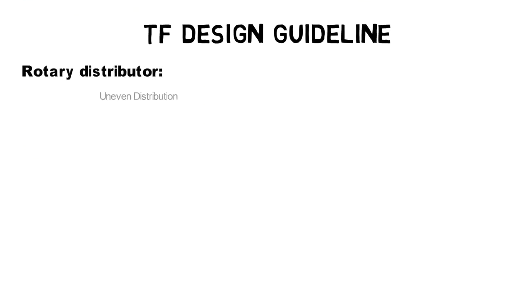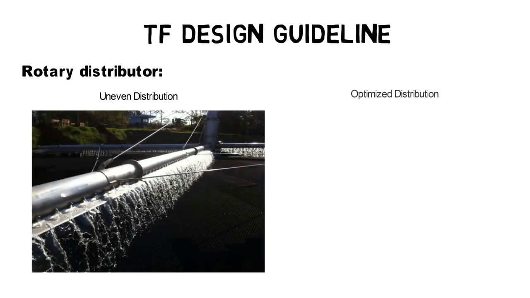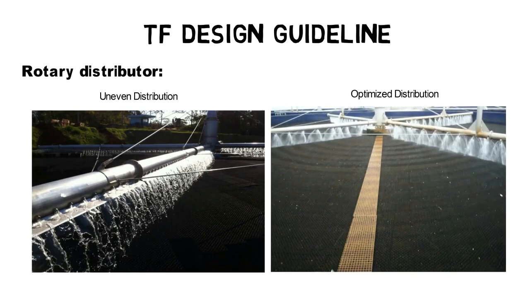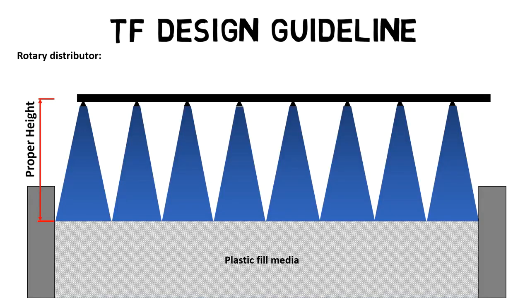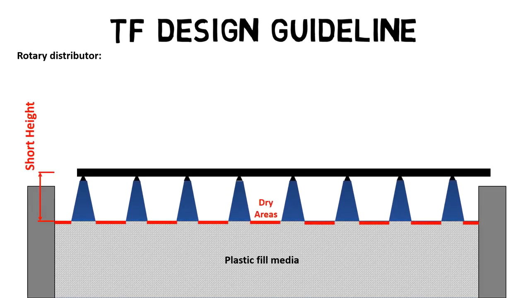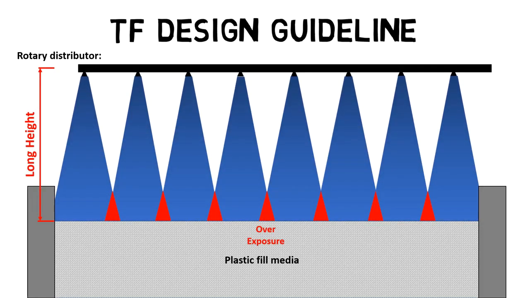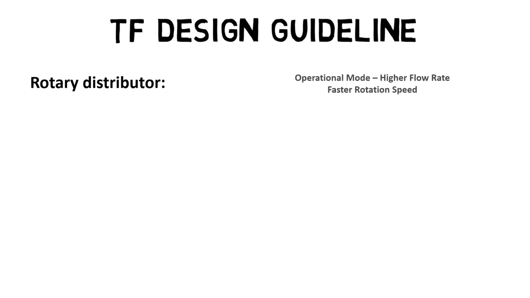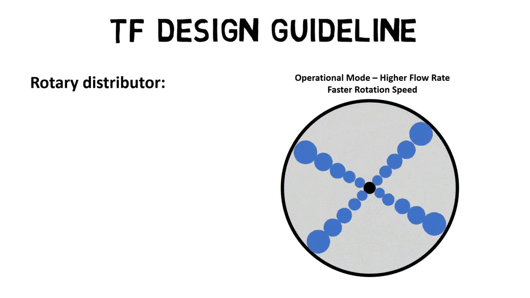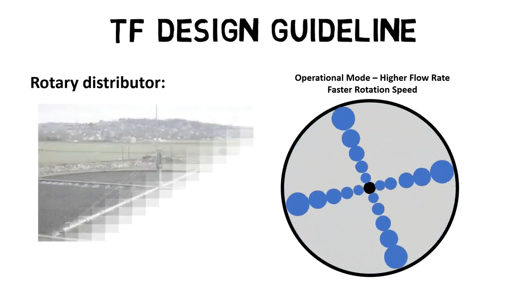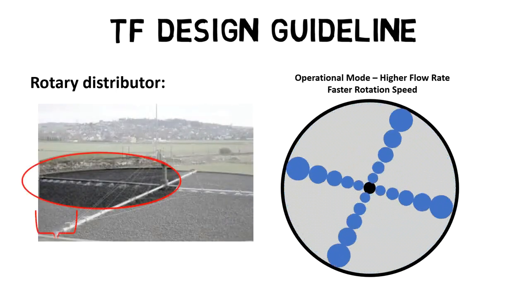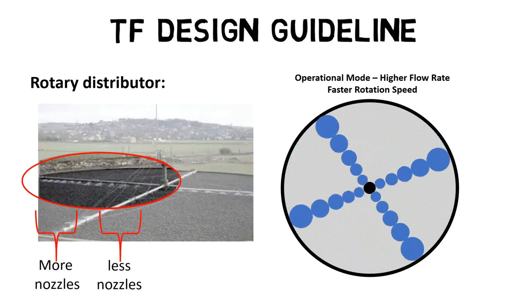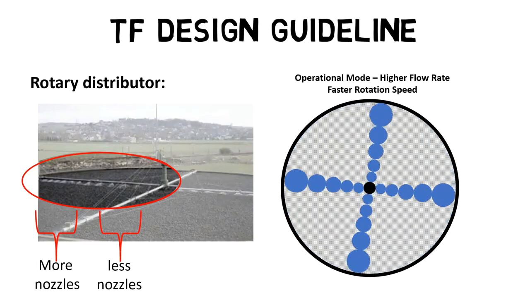Finally, the purpose of a rotary distributor is of course a good water distribution, so it's also used for plastic fill media flushing. For an even spray pattern, a certain distance between top of plastic fill media and rotary arms must be determined. As the spray area enlarges with increasing distance from the central shaft, more spray nozzles have to be placed at the end of the rotary arms, compared to the beginning of the rotary arms.